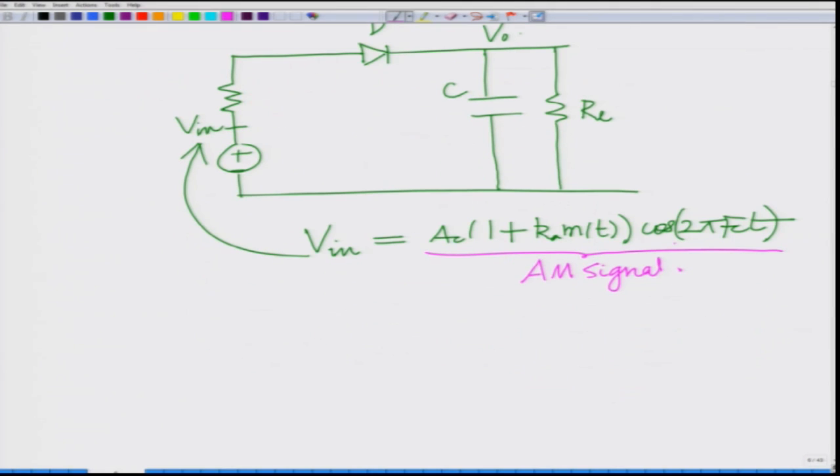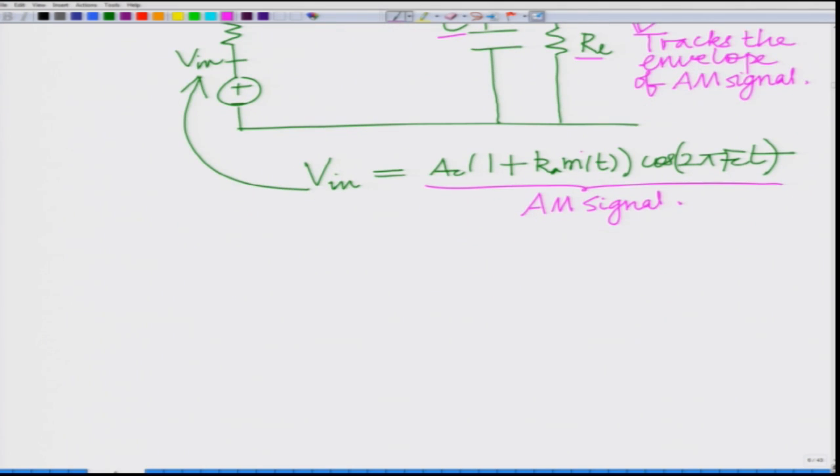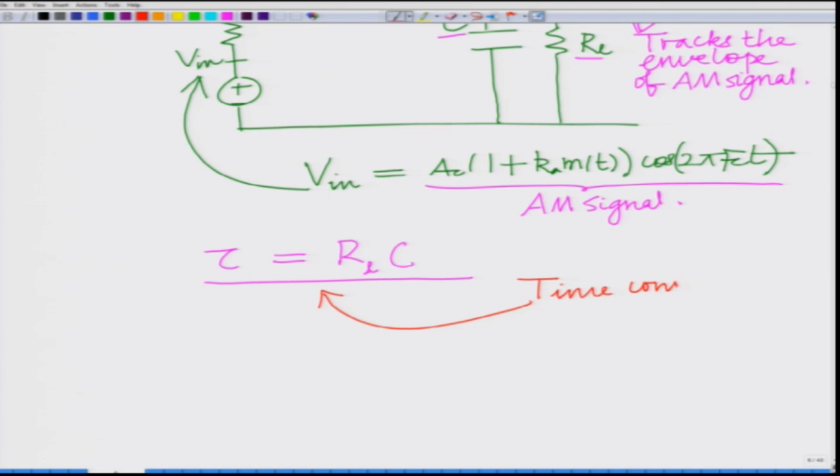And we said this is the envelope detector, and the V out tracks the envelope of the AM signal. And we have said that if I denote this R_L C, this time constant tau equals R_L C, this is the time constant of the envelope detector, this is the time constant for discharge.